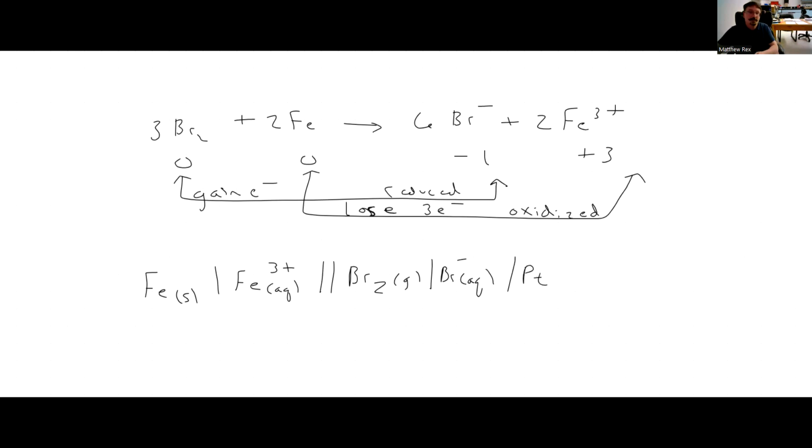And we would use a relatively non-reactive conductive metal as our cathode. The only option on here then that would work is platinum.